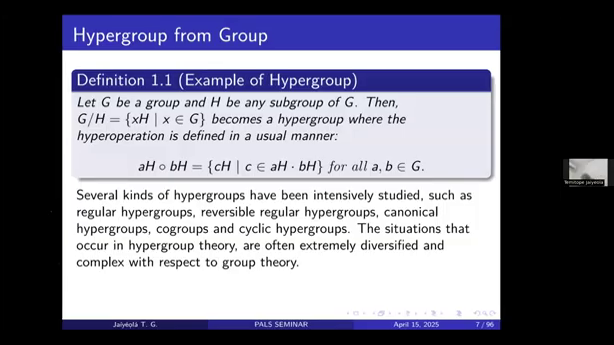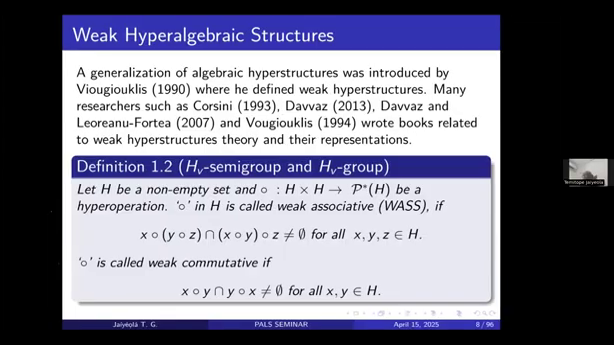So here is an example of a hypergroup from a group: given a group G and a subgroup H of G with the factor sets as defined. If you put a hyperoperation on G/H as defined there, then G/H will become a hypergroup. There have been several kinds of hypergroups introduced in literature, such as regular hypergroups and the rest. But here we are concentrating strictly on arbitrary hypergroups.